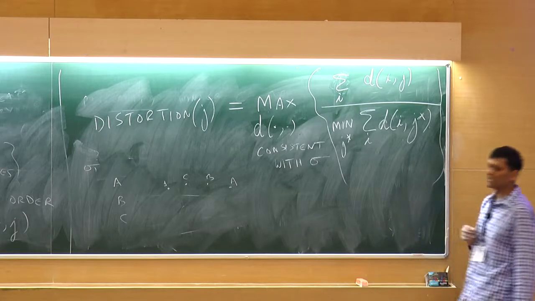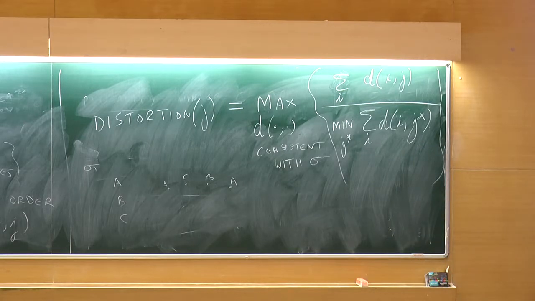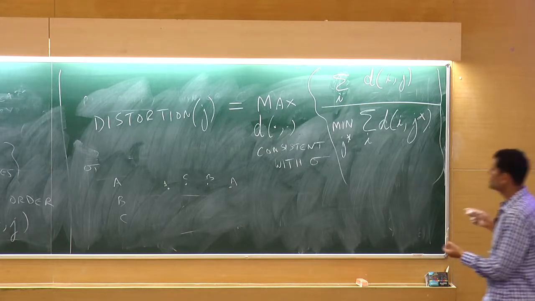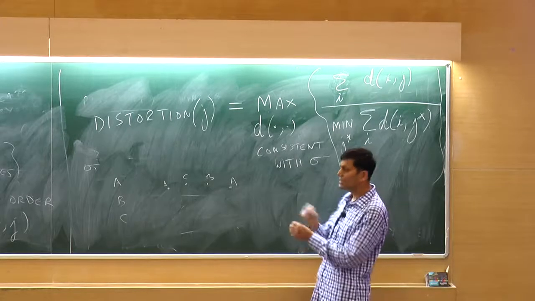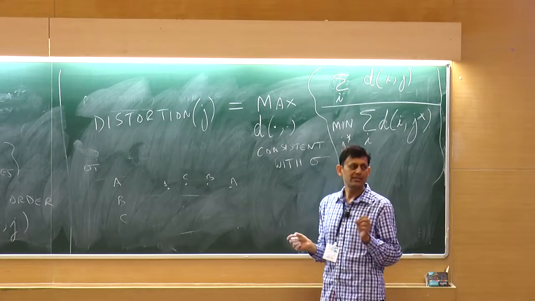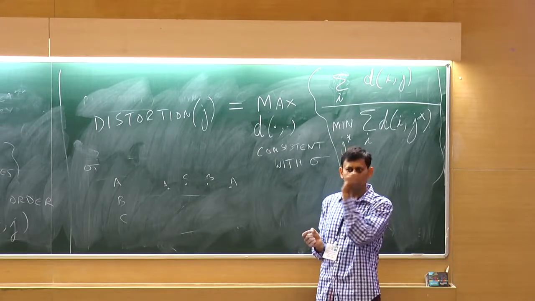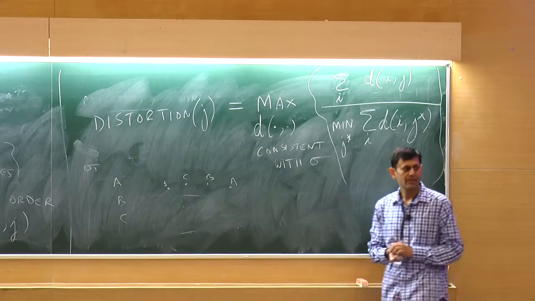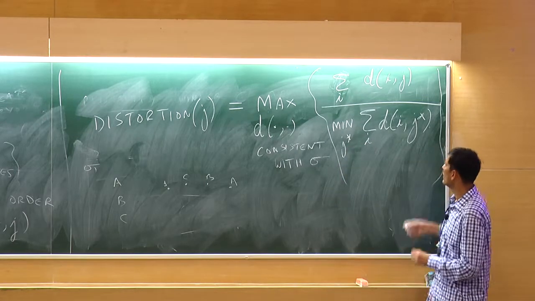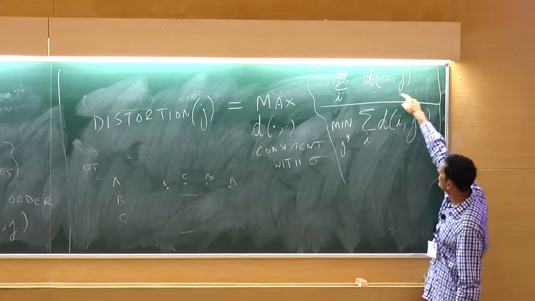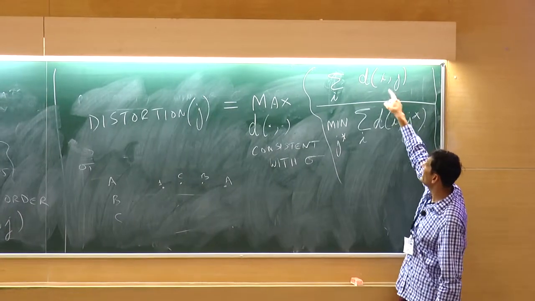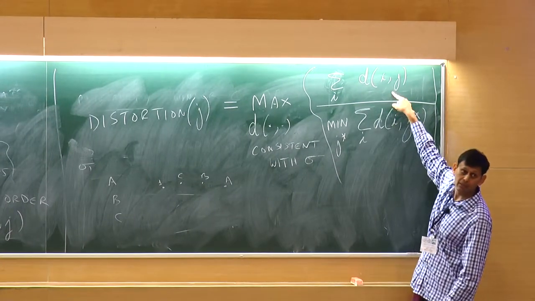Now I know this definition is a handful, and it'll take a minute to parse. So let's just parse it. What this max is saying is that we're going to look at the worst possible metric. Given any j, we're going to find the metric which makes j look the worst possible. And worst possible in what way? Worst possible in terms of the penalty for j.